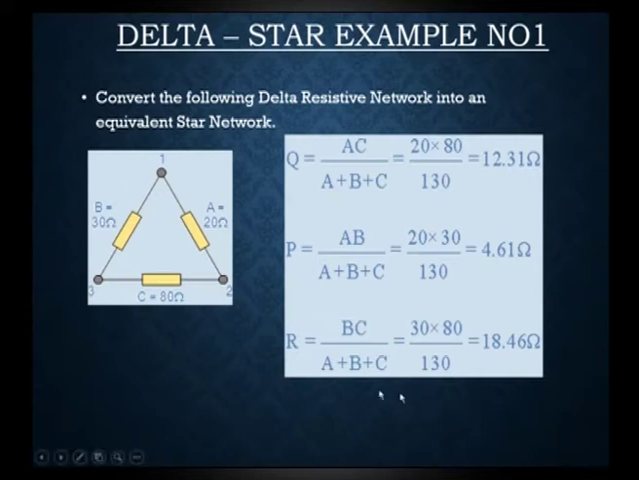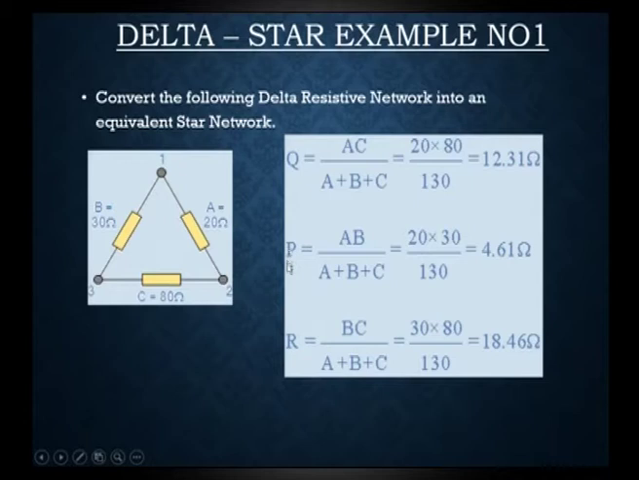This example shows the conversion of delta connection to star connection. So, the example is a delta with different elements A, B, C, having different values for A, B and C. Now we want to find the P, Q, R values. If we find the P, Q, R values, we can easily construct a star connection.